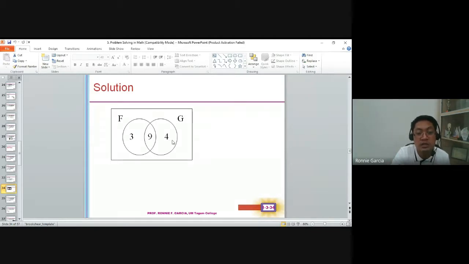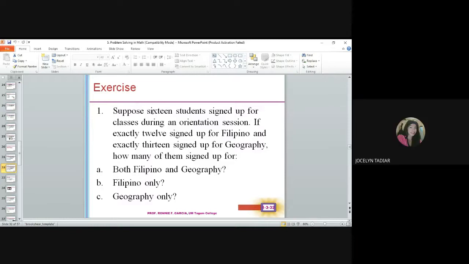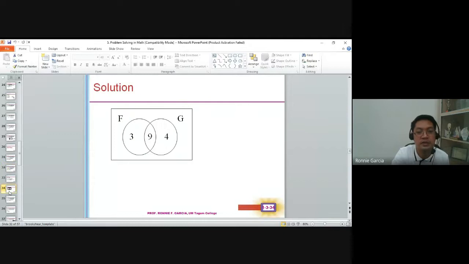Now it's time for us to check pila ka book estudyante sa klase? 16. Atong i-add karon. 3 plus 9 plus 4. 3 plus 9 is 12. 12 plus 4 is 16. So tama ba atong counting? 16 ka estudyante. 16. Yes, sir. Tama atong counting.